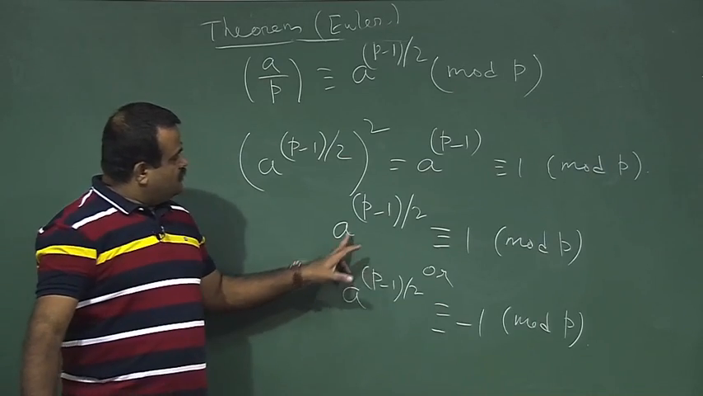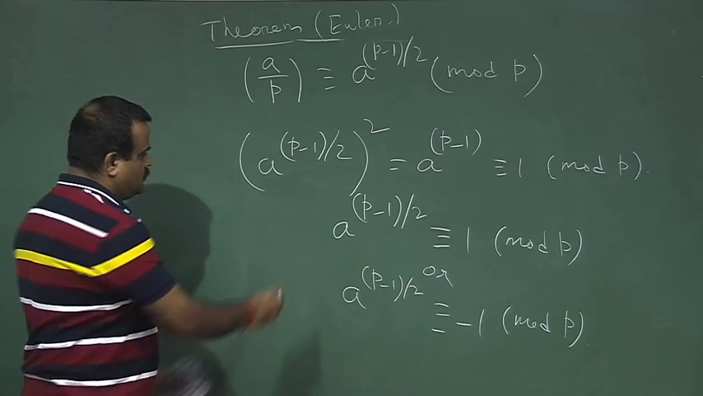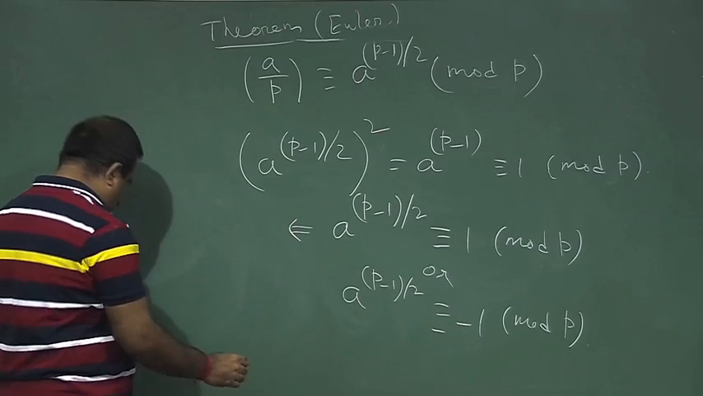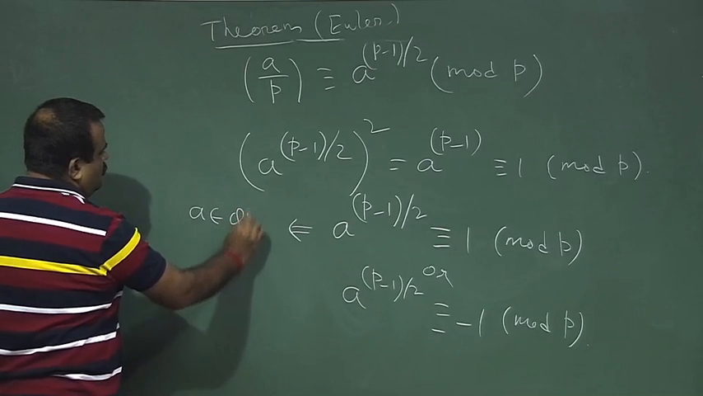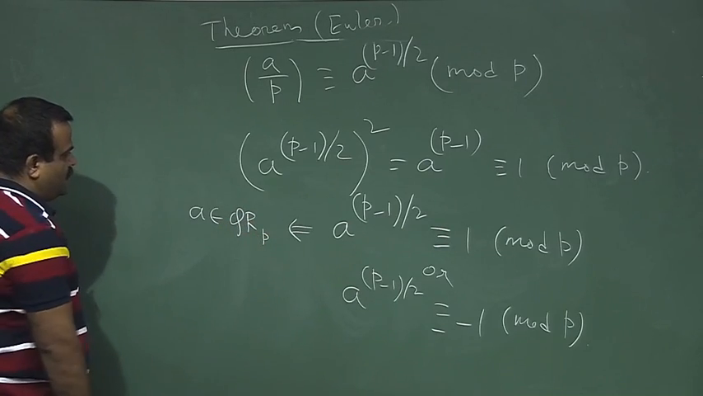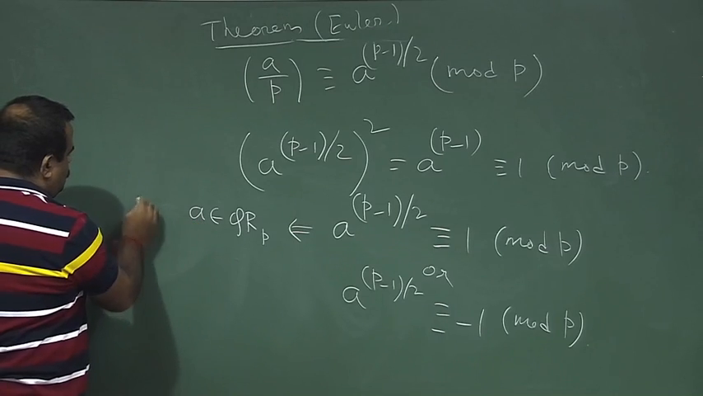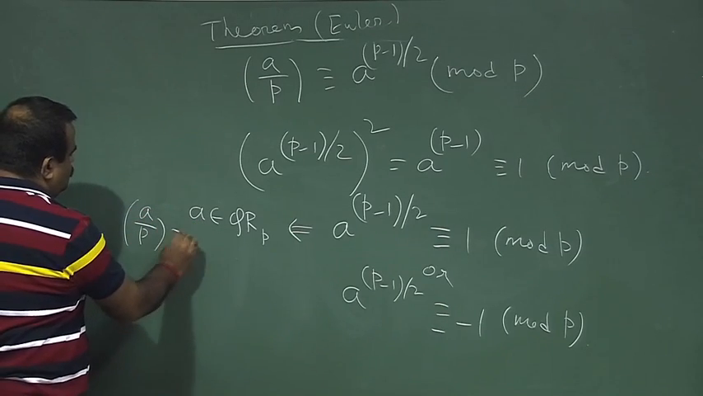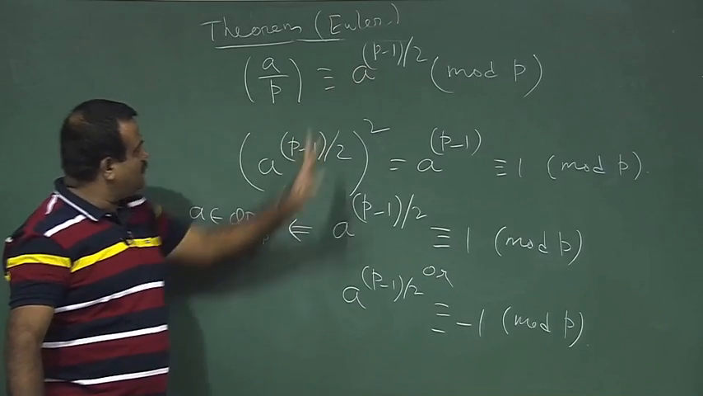Now, we know that if this is 1, then A is a quadratic residue mod P, and in that case, if A is a quadratic residue, then the Legendre symbol (A/P) we know is 1. So, that means (A/P) is the same as A to the power this.